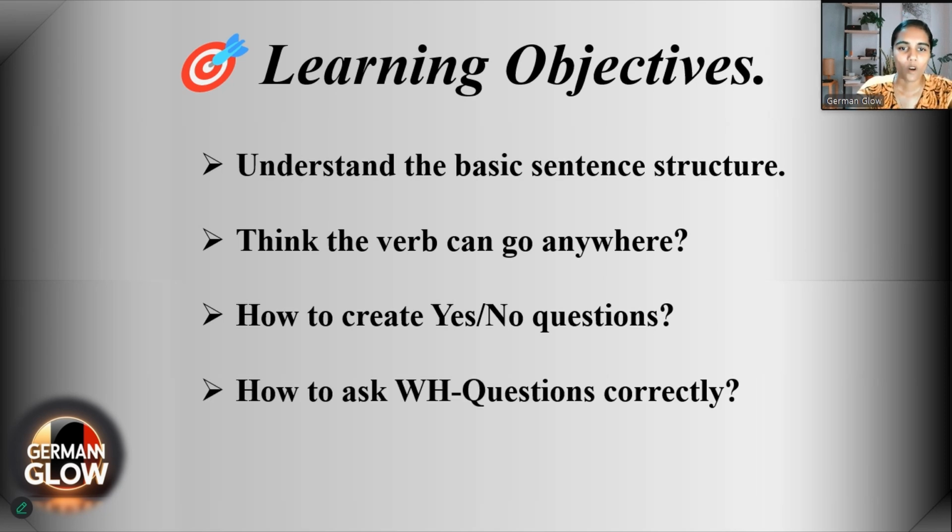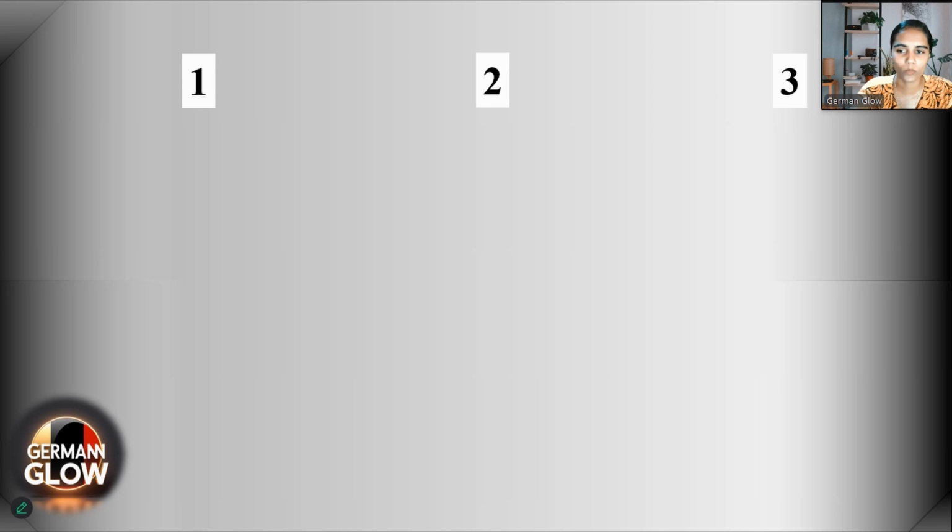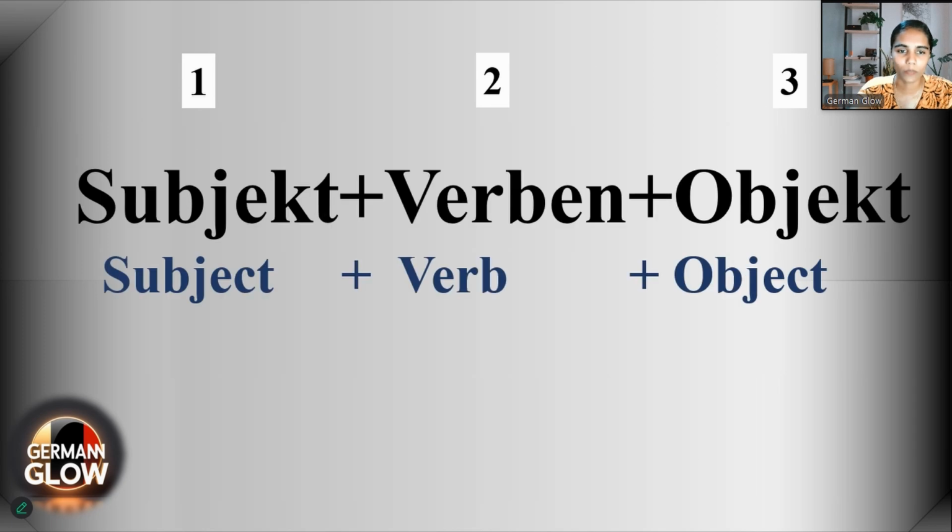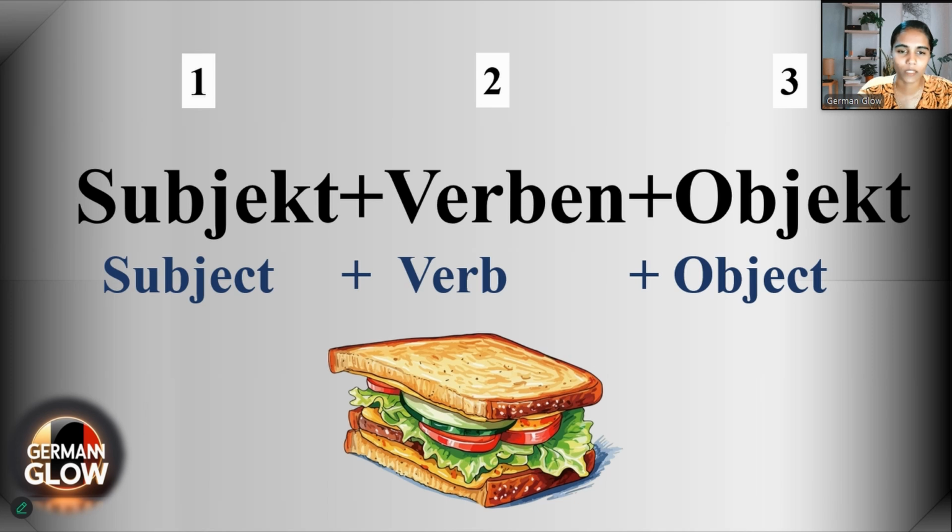Let's start with the most basic type of German sentence, a main clause or Hauptsatz. The regular rule is subject plus verb plus object. Yes, it's just like English, just like a sandwich: subject, top bread; verb, tasty filling; object, bottom bread.